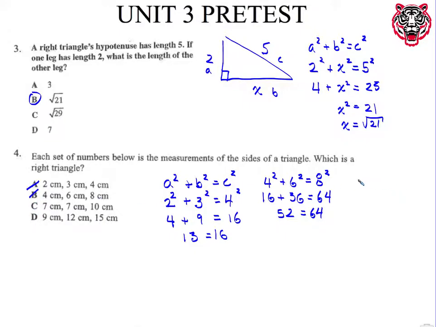Let's try C. 7 squared plus 7 squared equals 10 squared. 7 squared is 49, plus 49 equals 100. That doesn't work either. It's going to be 98 is equal to 100. Really close, but not quite. Can't be C. And by process of elimination, it is D.